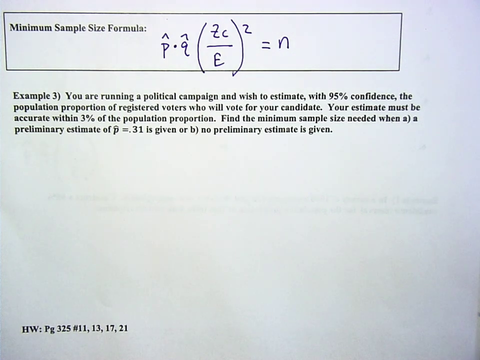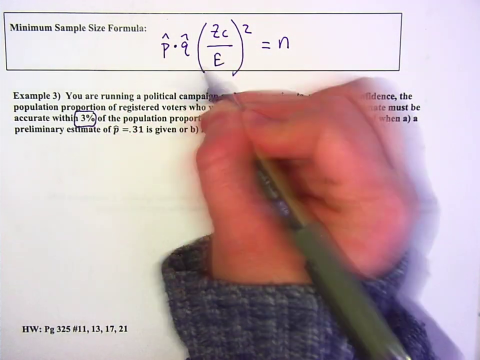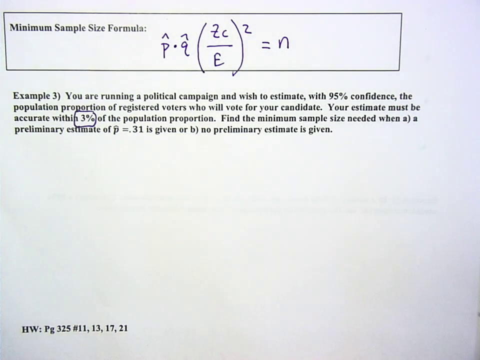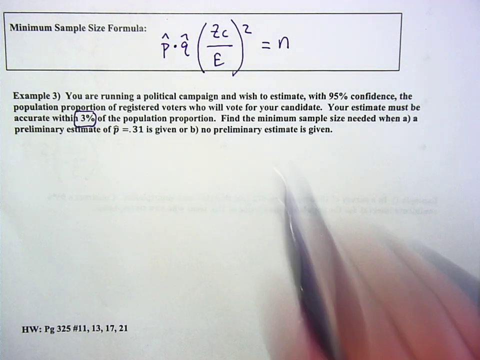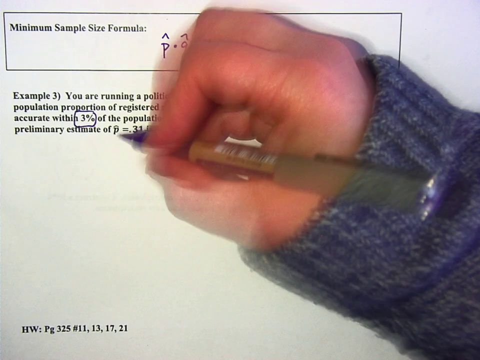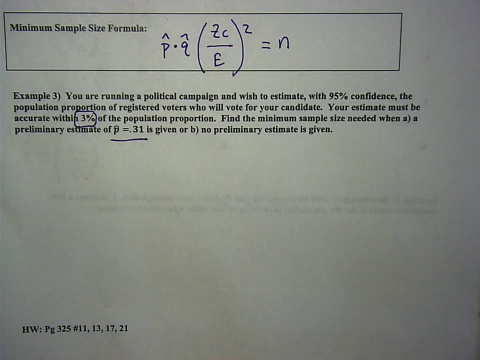What is that? What part of the formula is that? Error. That's the error we're willing to accept. We're willing to be 3% off. Is that making sense to everybody? We need to find the minimum sample size when a preliminary estimate of 0.31 is given. That's as in like, we could guess that 0.31 is given.